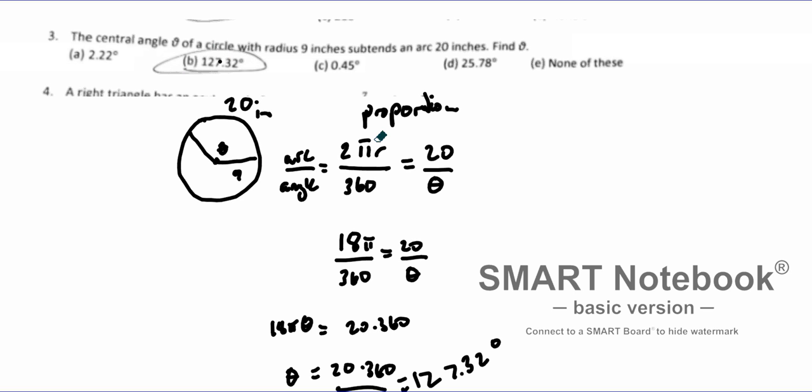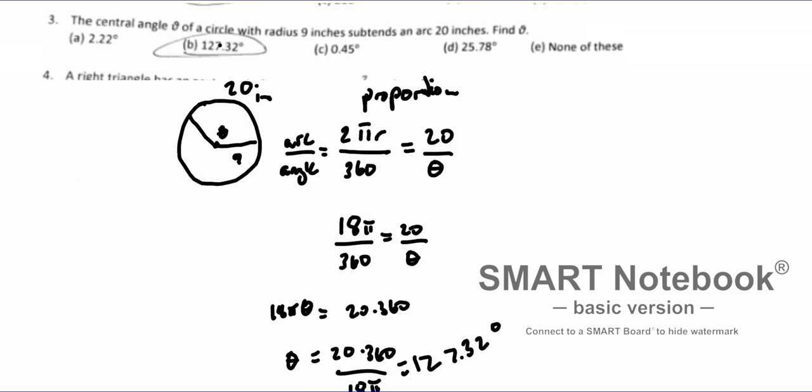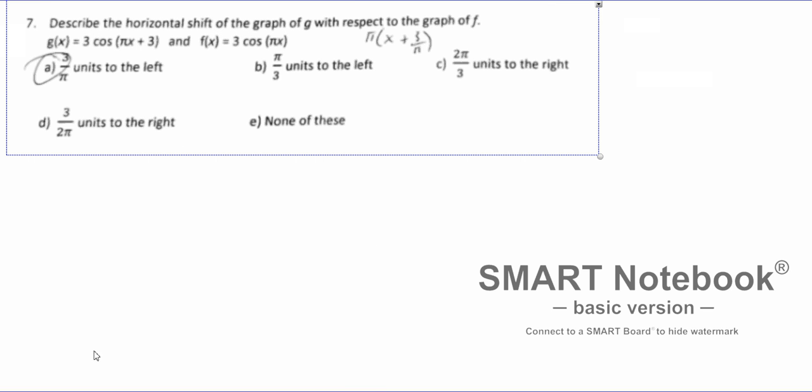So set up a proportion, knowing that the circumference is to the whole circle as the arc length is to the central angle that you're looking for. That's how you find central angles given your information about the circle. All right, so next one.